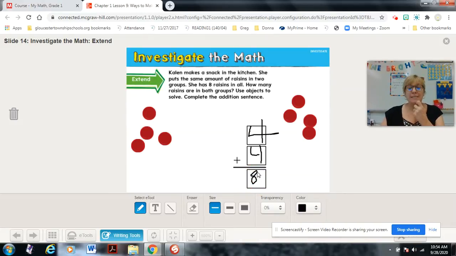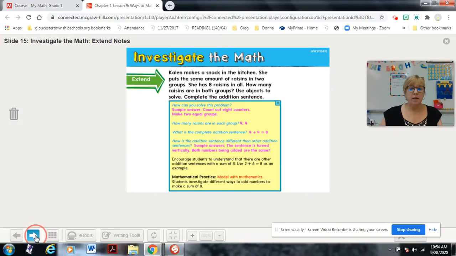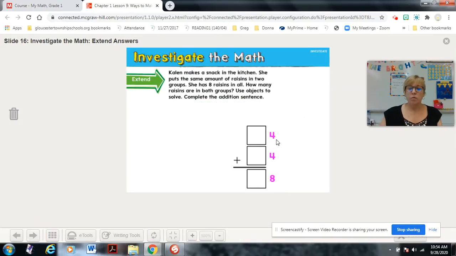Okay. Yes, that's a double, okay? So there we have it. You just solved the math problem. But now let's go check. And here we go. 4 plus 4 equals 8.